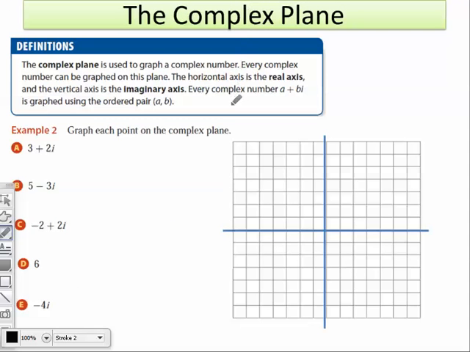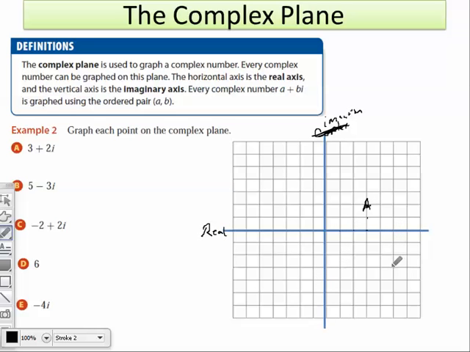Now, can we graph them? Sure. What we do is we let this be the real number line and this be the complex or imaginary. When I'm plotting 3, 2, I'm going to go over on the real number line 3 and up 2 for the imaginary number. If I'm looking at 5, negative 3, I'm going to go over 5 and down 3.